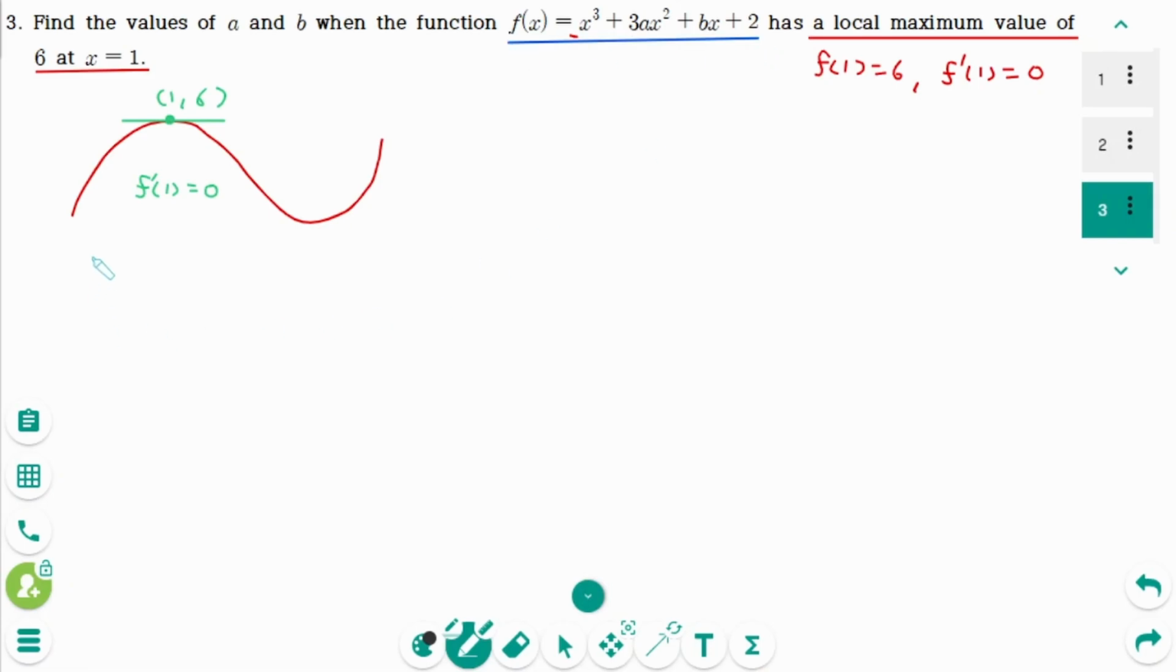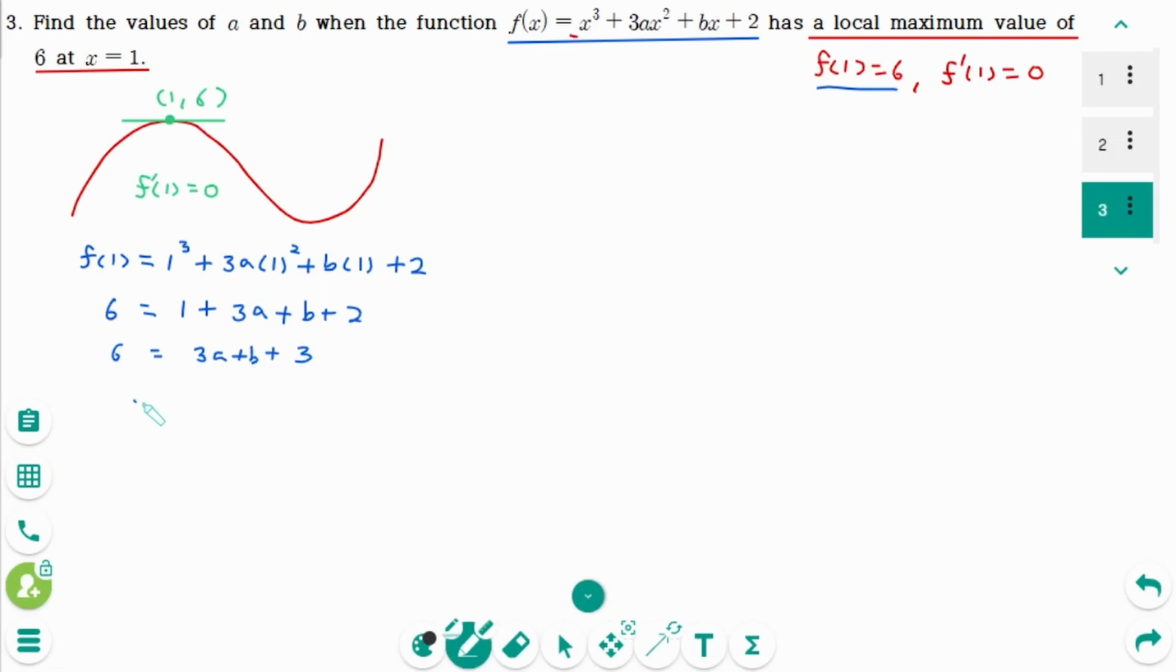Use this. F of 1 equals 1 cubed plus 3a times 1 squared plus b times 1 plus 2. Then f of 1 equals 6. Then 6 equals 1 plus 3a plus b plus 2. Then 6 equals 3a plus b plus 3. Then 3a plus b equals 3.